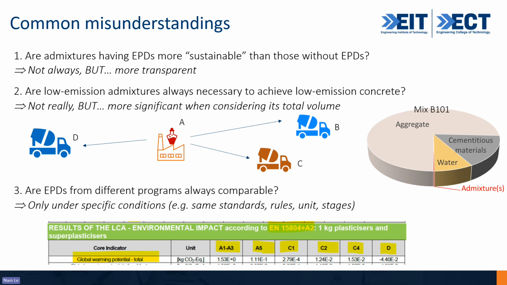Number 3, are EPDs from different programs always comparable? That one is also normally not always. They can be comparable only under specific conditions. For example, company A publishes an EPD with IBU, and company B publishes with International EPD. If these two EPDs follow the same standard, yes, they can be compared, but if they follow different standards, then it's difficult to compare, right? That's why it's not always comparable when we check the EPDs.